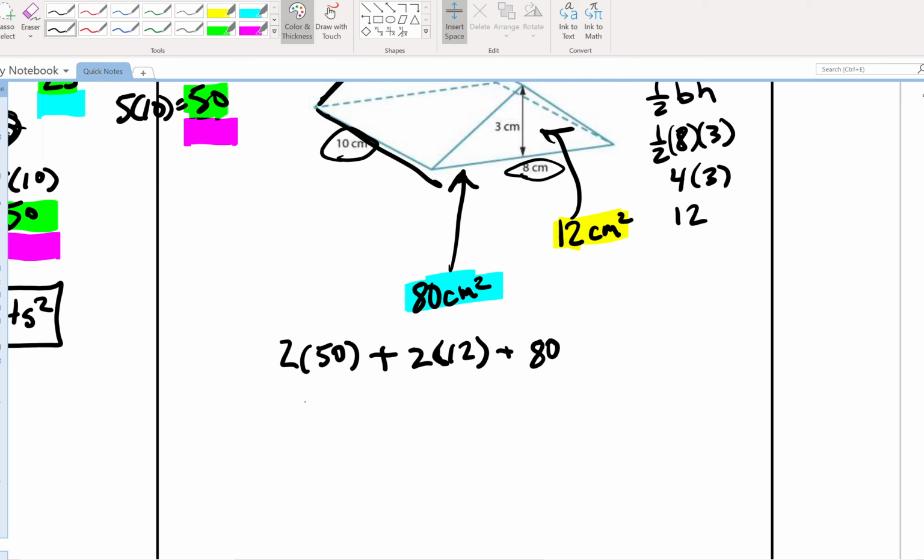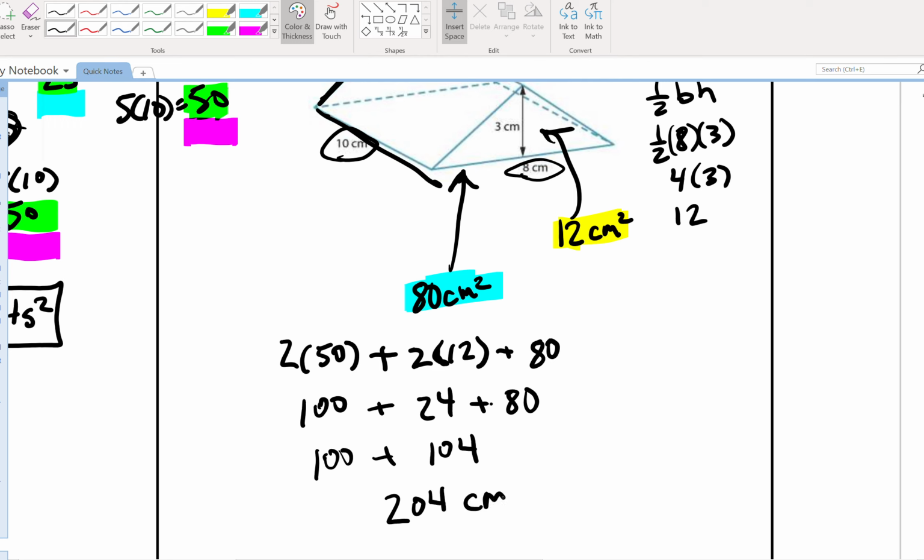2 times 50 would be 100. And then 2 times 12 would be 24. And then I've got 80. And you can add this in whatever way you want. I'm going to add this 24. 24 plus 80 would be 104. And so if I've got 104 plus 100, I have 204. That's 204 square centimeters. And that would be the surface area of this triangular prism.